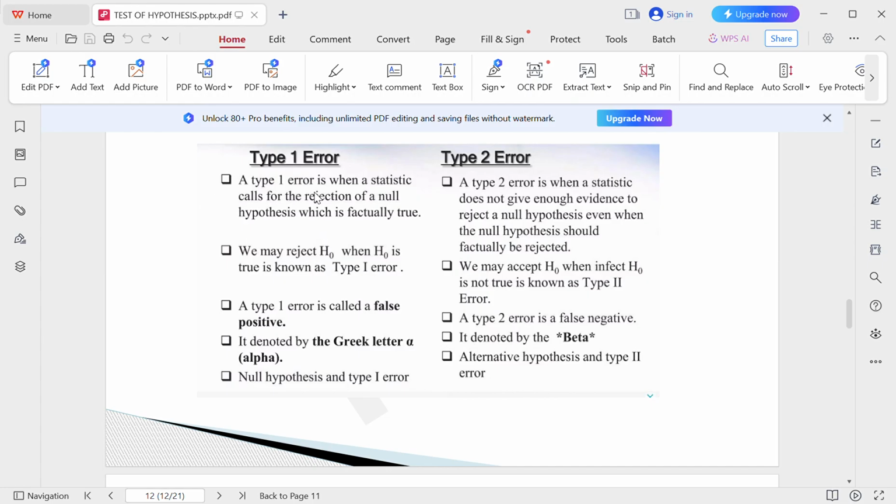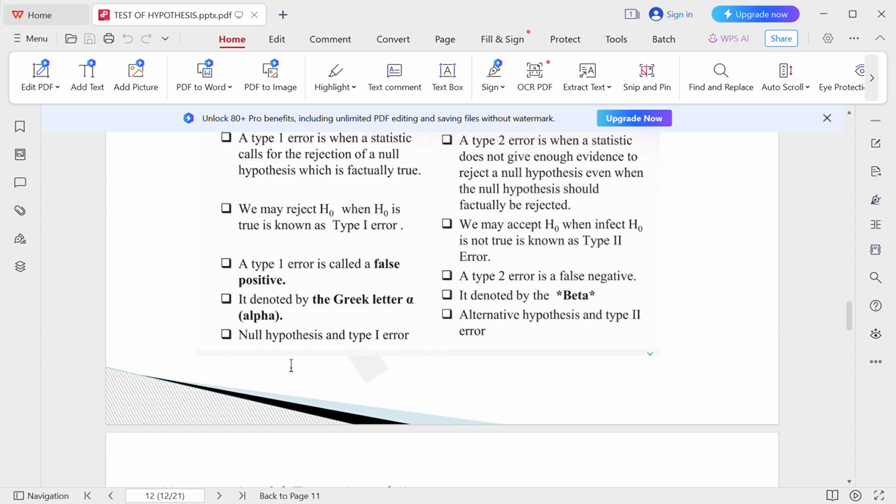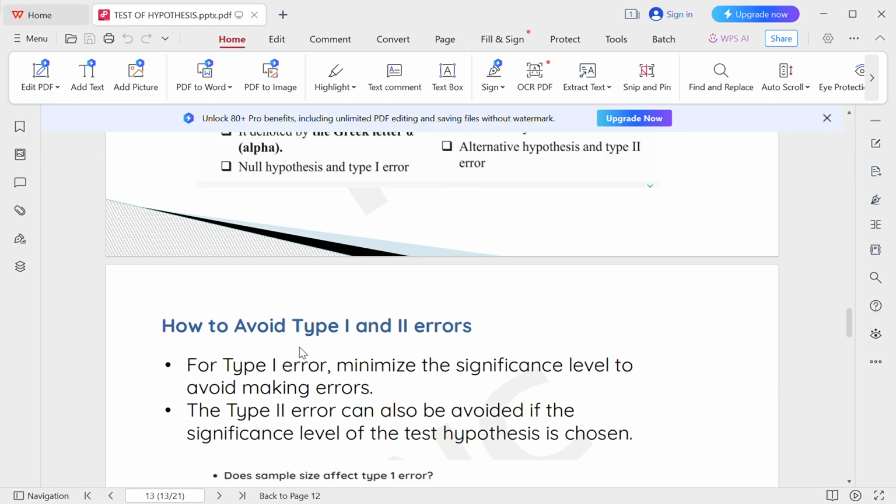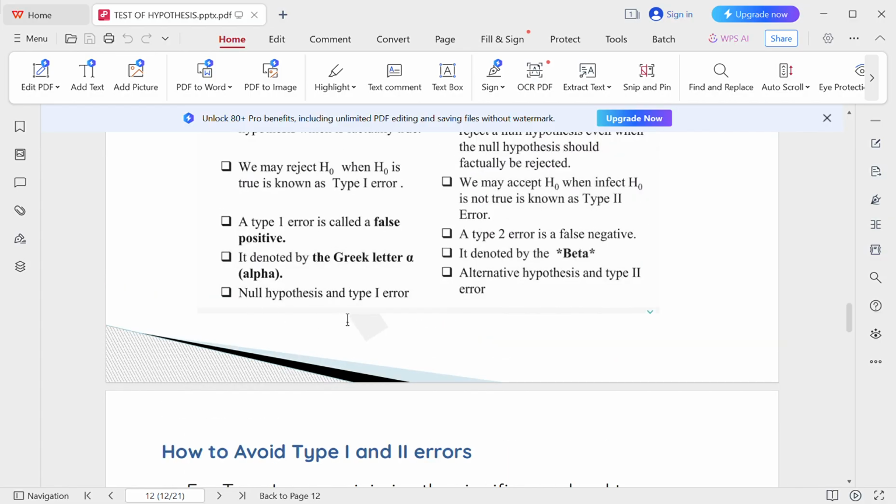Type 1 error means the rejection of the null hypothesis when it is true. Type 2 error means acceptance of the null hypothesis when it is false. Type 1 error is also called a false positive. Type 2 is a false negative. The null hypothesis is associated with type 1 error, and the alternative hypothesis with type 2 error.